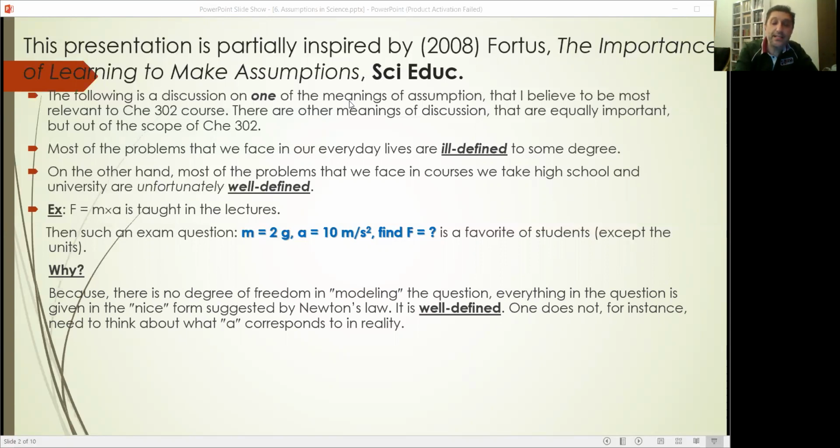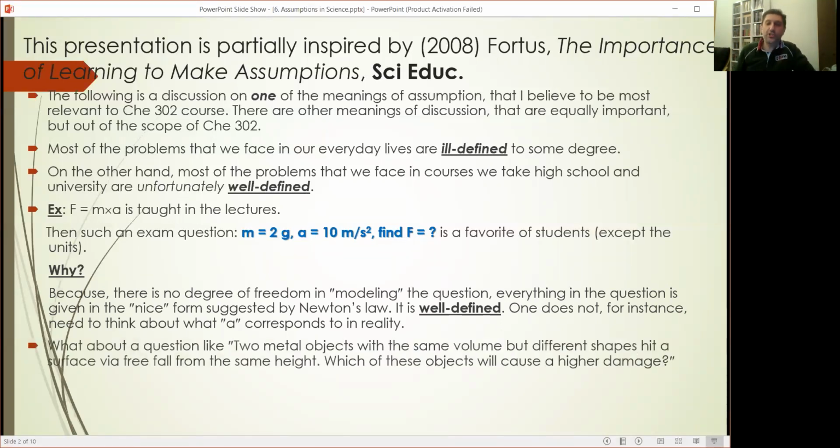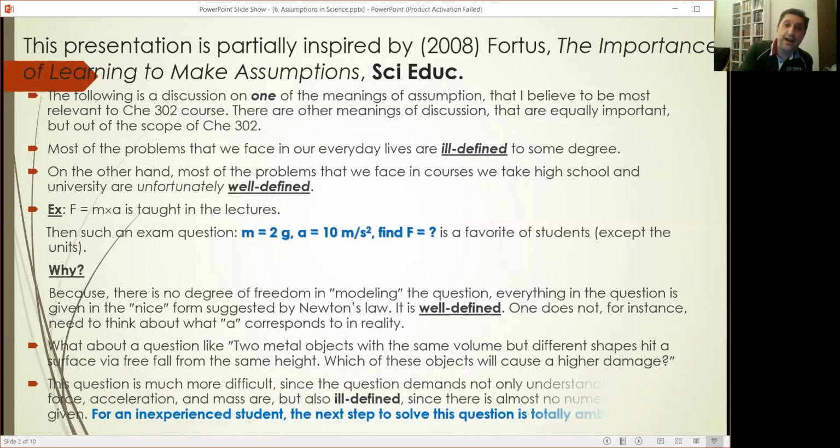Now you may ask, how else could it be? Actually, it could have been many different ways. What about a question like: two metal objects with the same volume but different shapes hit a surface via free fall from the same height? Which of these two objects will cause higher damage? Now, this is a much more difficult question because there is almost no information given, no numerical information given here.